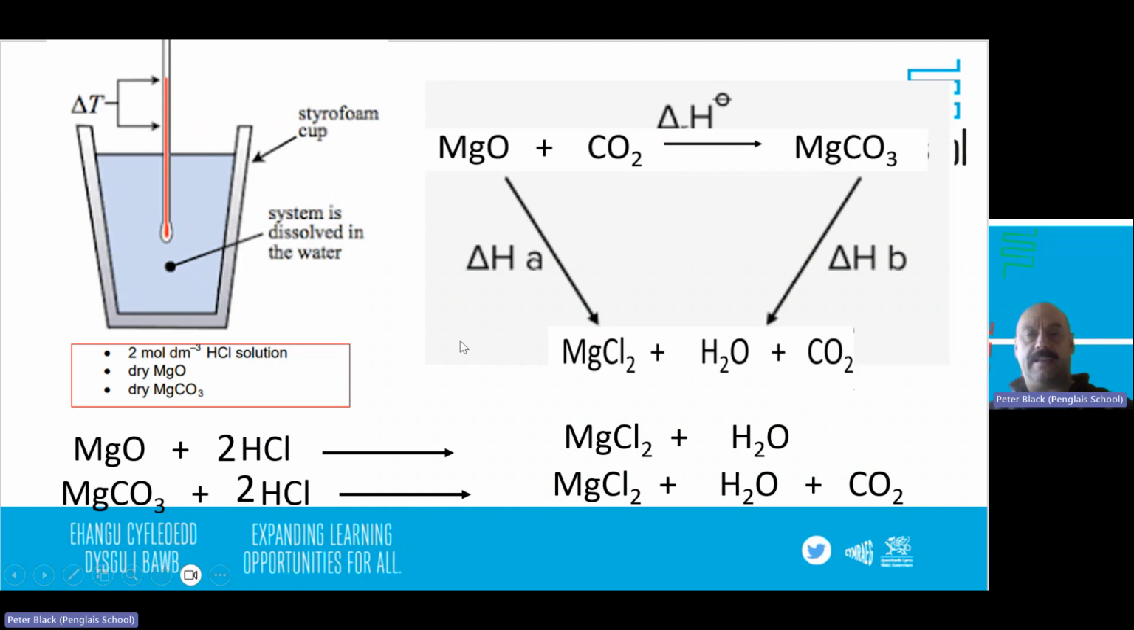So those are the intermediaries. Notice the arrows are pointing to them. These are formed in the reactions, so that's why the arrows point to them. Okay, so we've constructed our Hess cycle. All we need now is our values on the arrows.